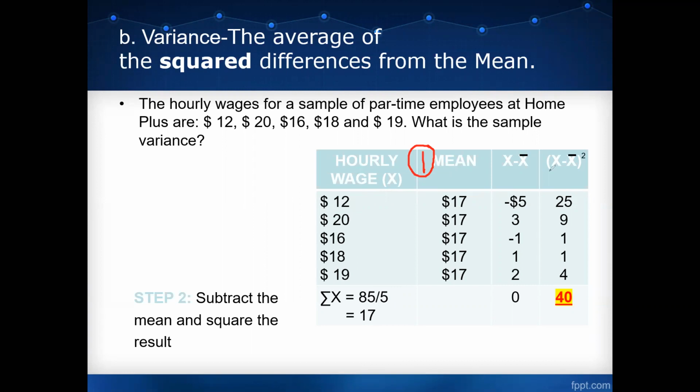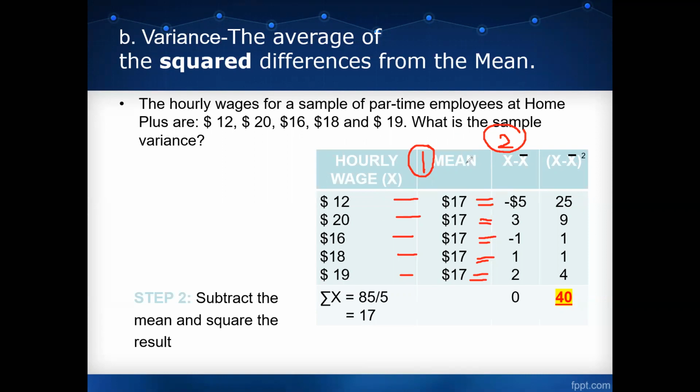And the next thing we have to do is subtract the hourly rate from the mean. So $12 minus $17 is equal to -$5. $20 minus $17 is $3. $16 minus $17 equals -1. $18 minus $17 is $1. And 19 minus 17 is equal to 2. So this is the difference between the hourly wage and the mean.